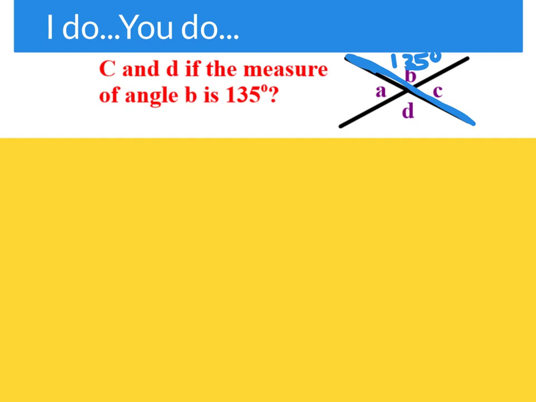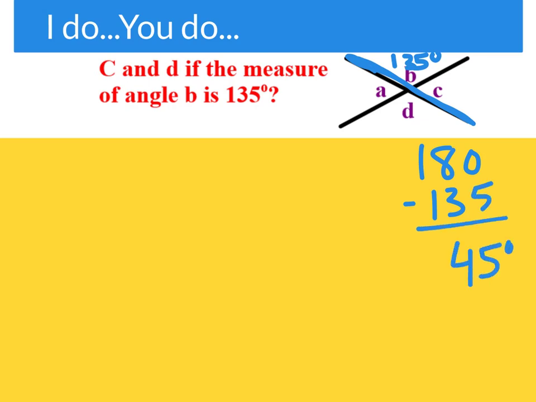That's called supplementary. So all I have to do to find that one is take 180 minus that 135 to give me an answer of 45. So angle C has to be 45 degrees. Now if I want angle D, D has a special relationship. It's directly across from B. That means they are vertical angles, and vertical angles are always congruent.